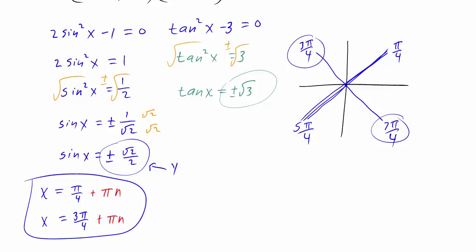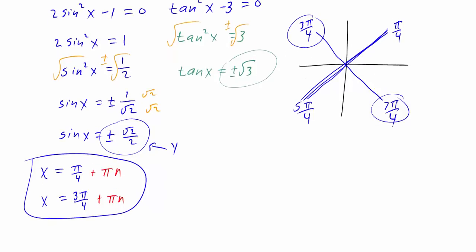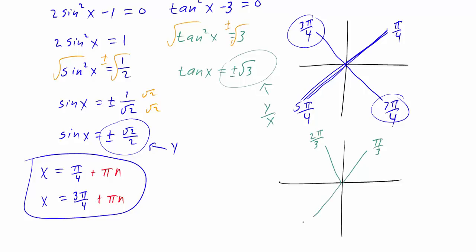And then we still have more answers looking at the tangent. So if we look at the tangent now, we're looking for where do we have our y-coordinate over the x-coordinate to equal plus or minus the square root of 3. Where does y over x equal plus or minus the square root of 3? Well, if we look at the circle, that's going to happen here at pi over 3, 2 pi over 3, 4 pi over 3, and 5 pi over 3.